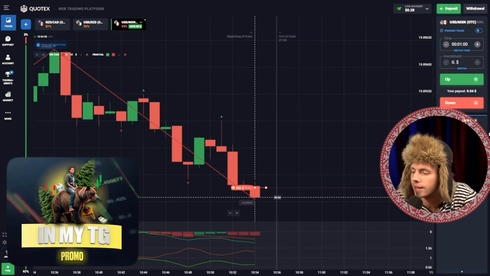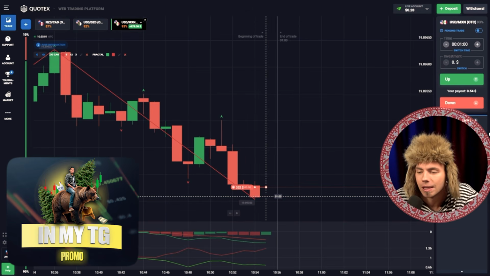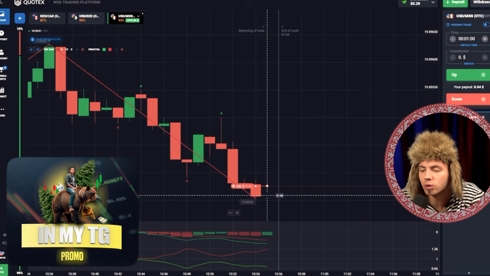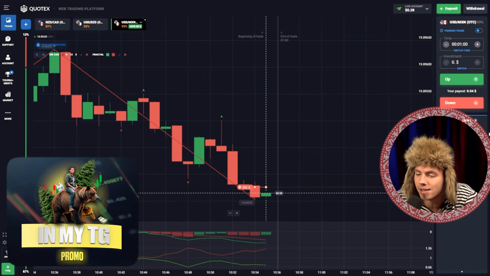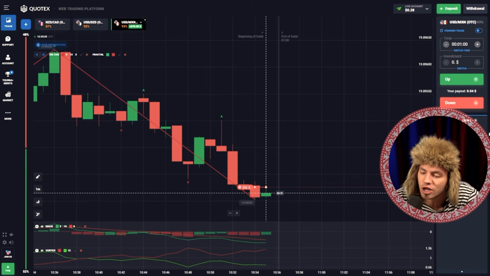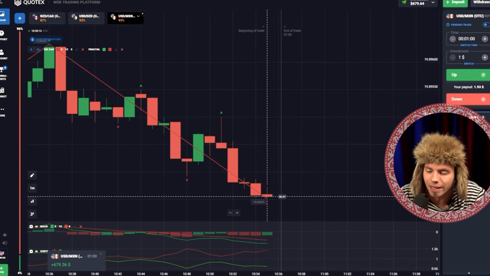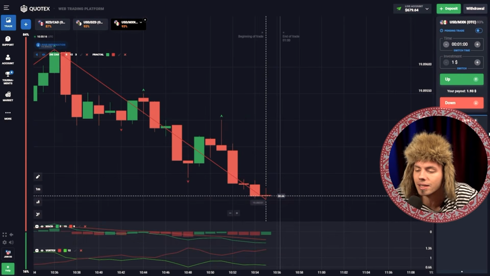Here we see an inverted hammer pattern at the top, right? All these indicators are telling us that the price is going down at the moment. You see the buyers are trying to take the power, but they don't succeed. Great, our trade is closed, $679.